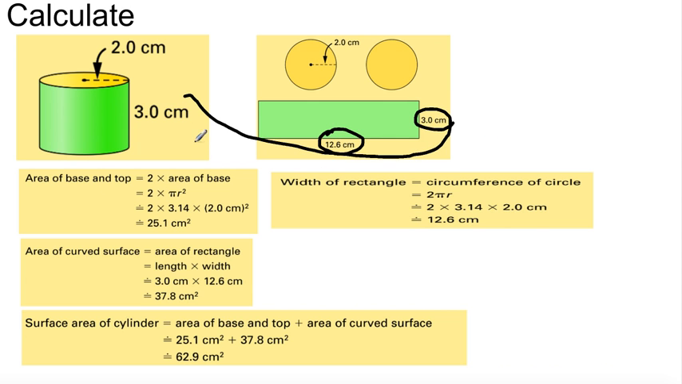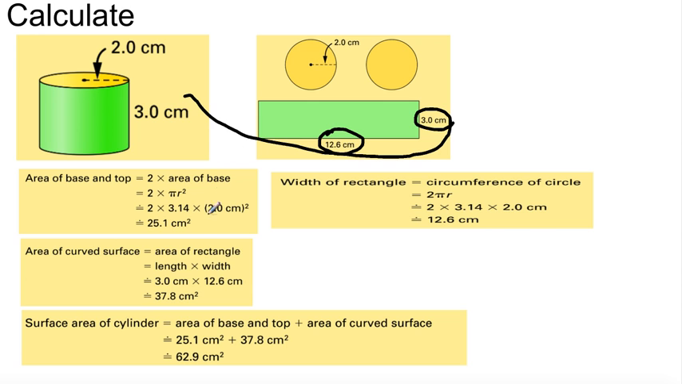Now that we have that, we have to calculate the area of the top and the bottom, so you multiply by 2. It says right over here, 2 times the area of the base, so 2 times pi times radius squared. You can do this one at a time, then add them, then multiply at the end, but there's just one way of doing it. 2 times 3.14 times 2 centimeters squared comes out to 25.1 centimeters squared. Remember, that's times 2.